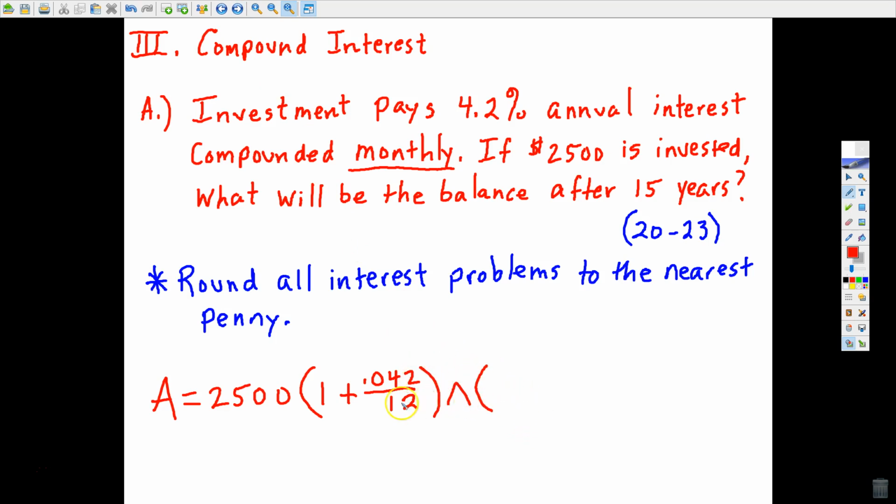So parentheses, N is 12. Times, and the number of years, that's T, 15, close your parentheses. So all of that entered in at once will get you your answer, and I've given you a note here in blue. Anytime you're asked to do an interest problem, we're going to round to the nearest penny, 2 decimal places. So I'll give you a few seconds, and just want to make sure that everybody is able to get this answer.